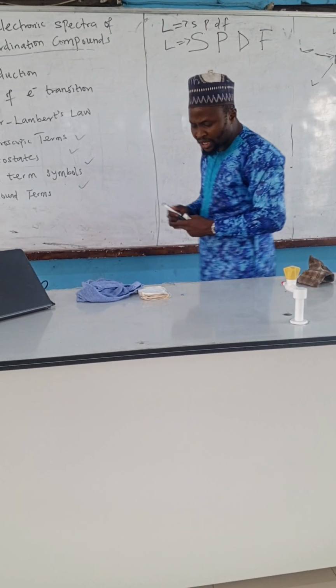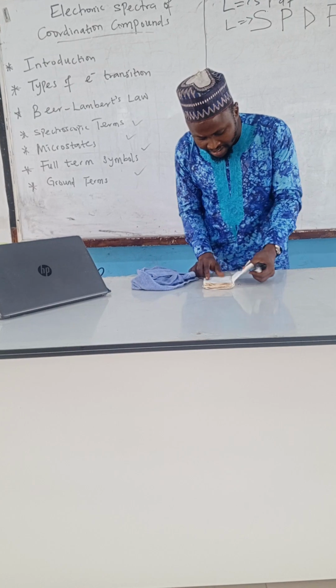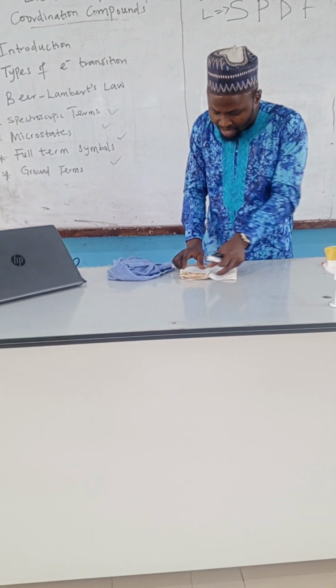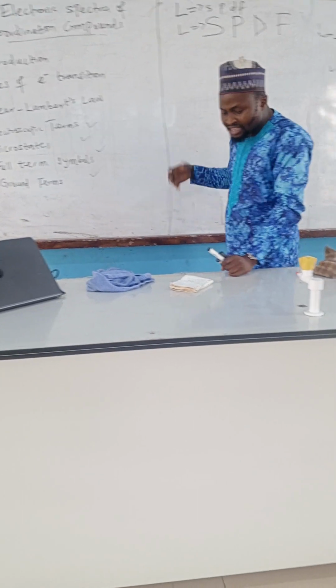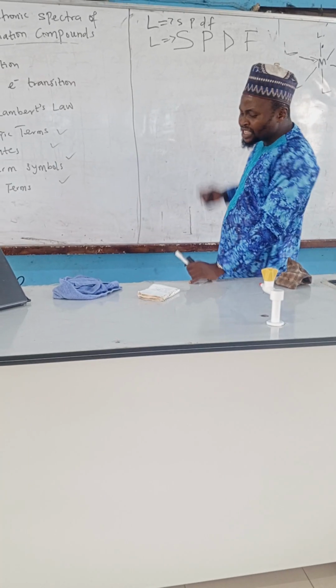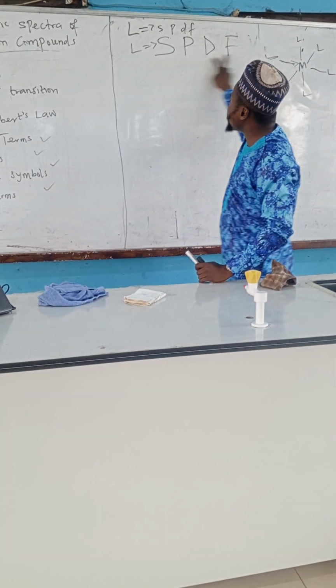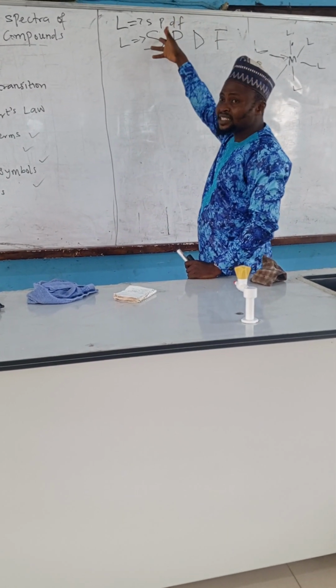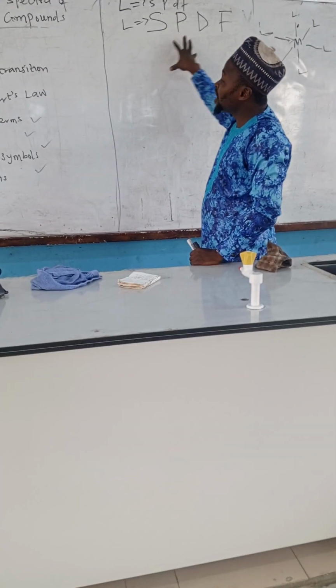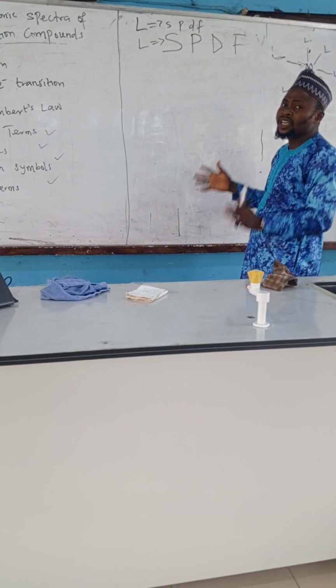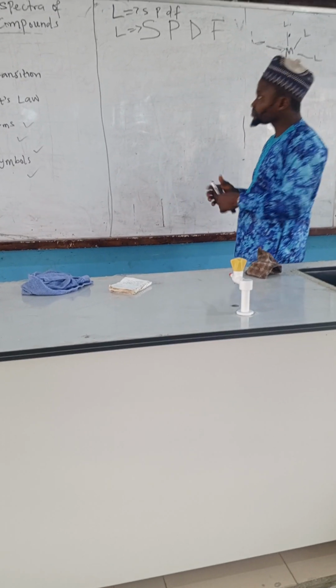Now, spectroscopic terms. They are a set of quantum numbers, like I said, describing the total electronic states of atoms, ions, and molecules.